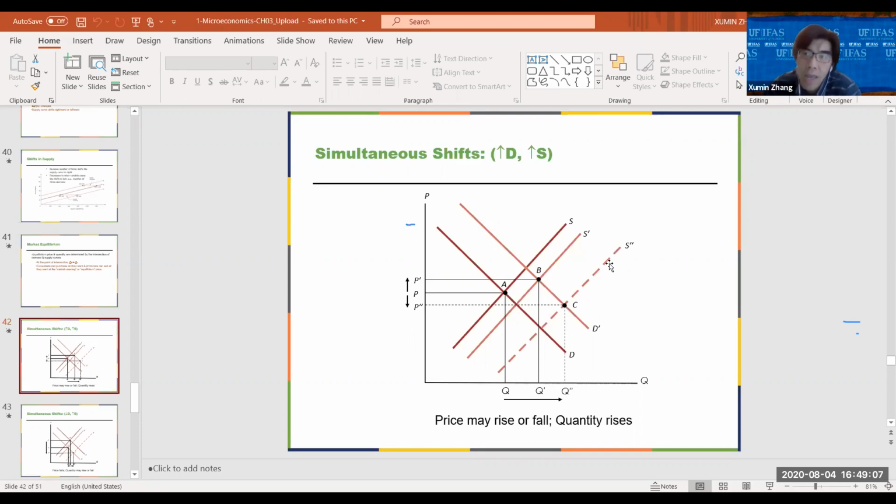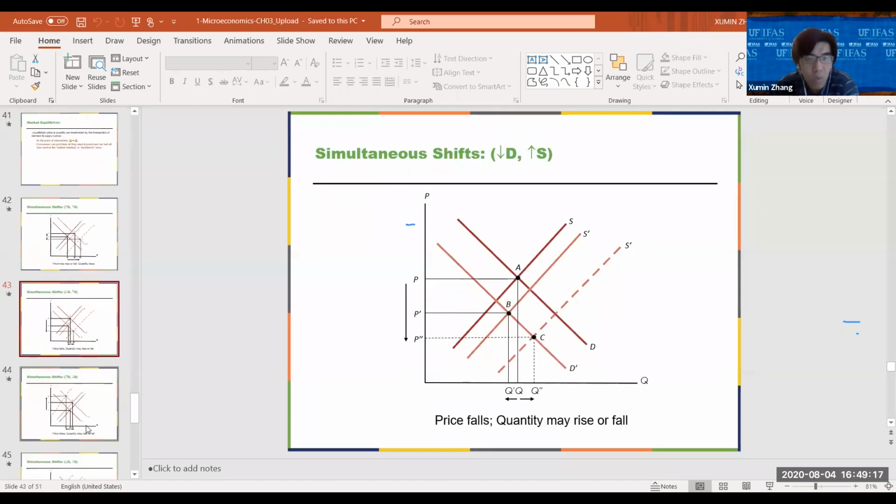But usually, as we explained before, we only give you the example of one curve shifting, not simultaneous shifting. I just want you to know that a simultaneous shift can happen, and that will be a very different scenario. In this case, you see the demand decreases, but the supply increases, and then we end up with P lower.